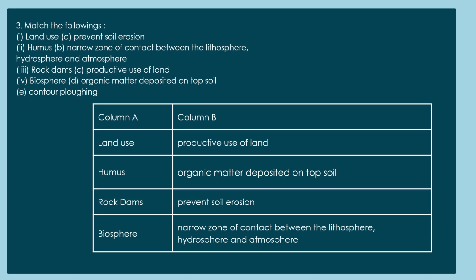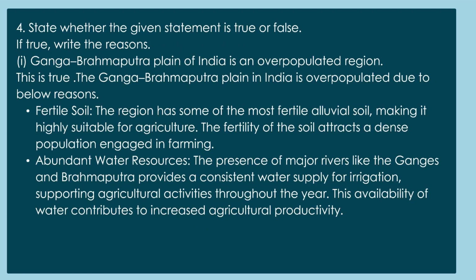State whether the given statement is true or false. If true, give reasons. First one, the Ganga Brahmaputra plain of India is an overpopulated region. This is true. The Ganga Brahmaputra plain in India is overpopulated due to the below reasons. First one, fertile soil. The region has some of the most fertile alluvial soil, making it highly suitable for agriculture. The fertility of the soil attracts a dense population engaged in farming.